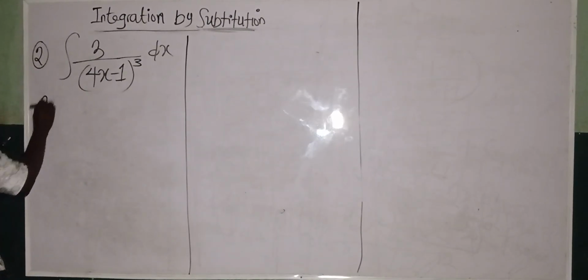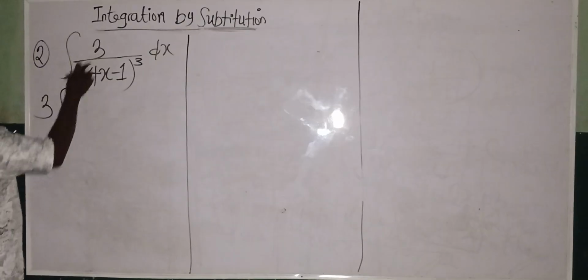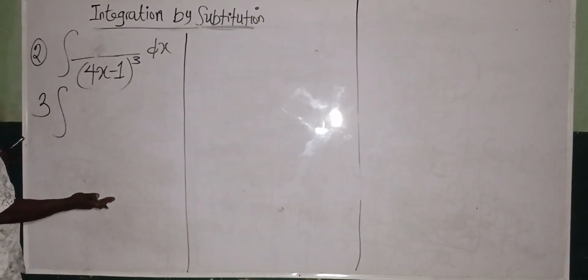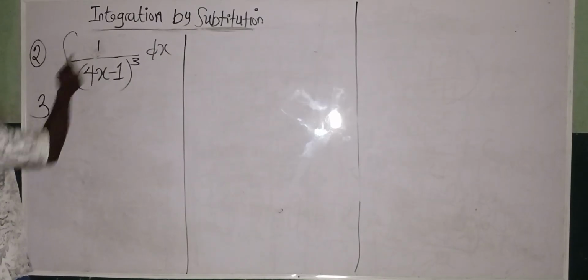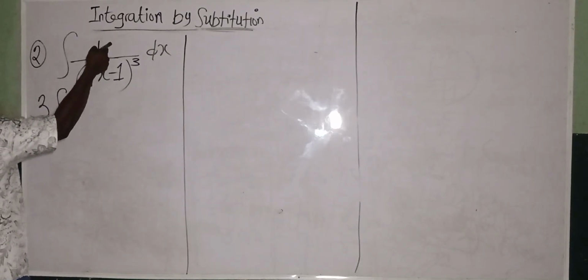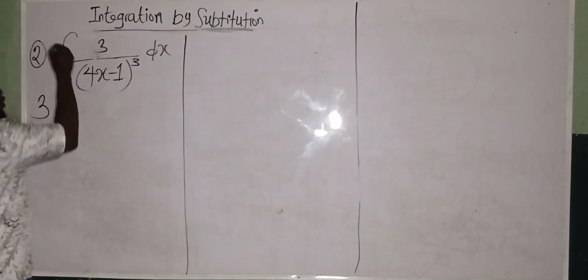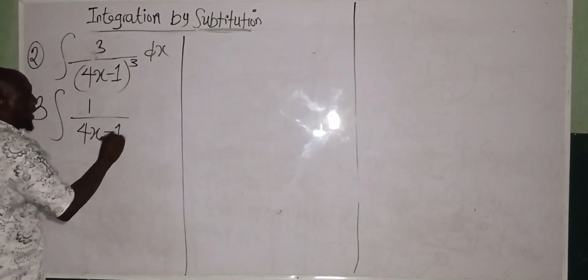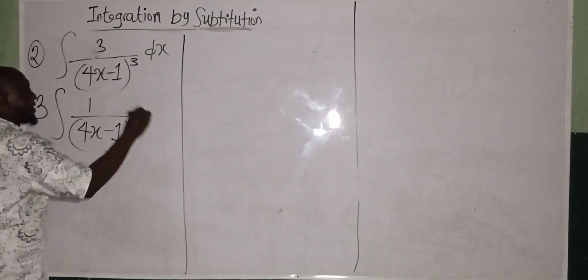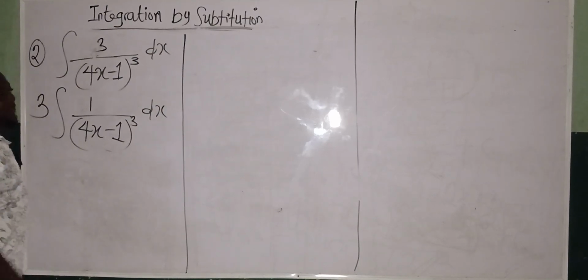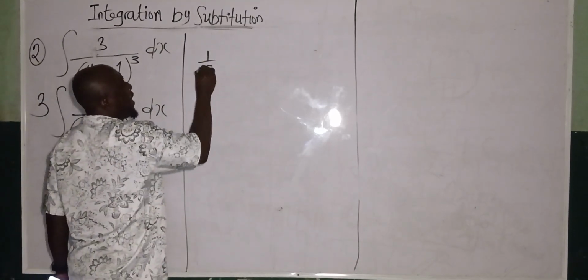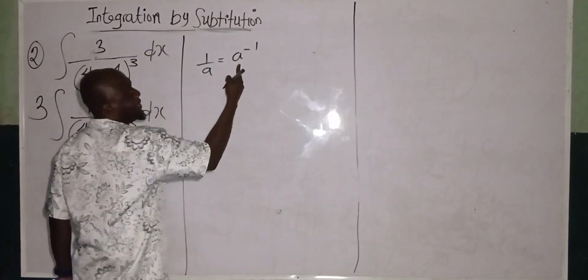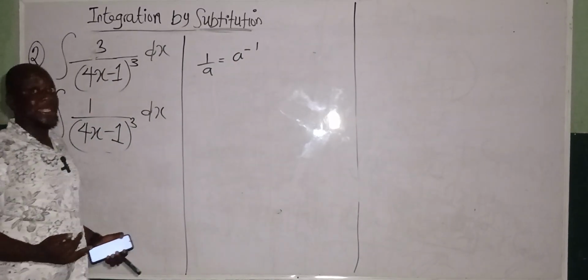Remove this 3. If I take this 3 out, I'll have this integral. Because this 3 is there, you cannot just remove this 3 without putting anything. There should be 1 there. So 1 times 3 gives you 3 back here. Don't forget that, please. So that becomes 1 all over (4x minus 1) raised to the power of 3, dx. So in indices, when I have 1 over a, I can change this divide into minus by having this. Yes, it was like that in indices.